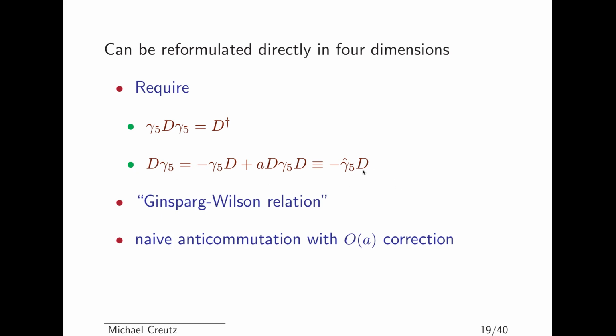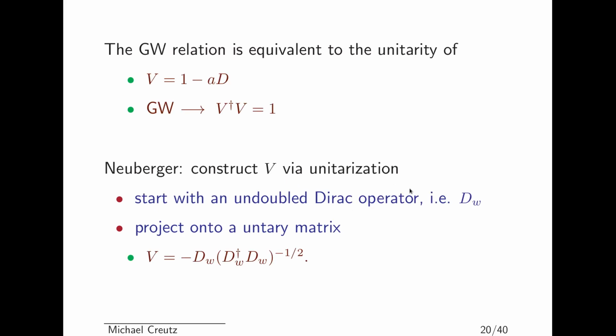This relationship here is called the Ginsparg-Wilson relation. It is just like the naive anti-commutation, but it has an order a correction. You can work this out for yourself. It's equivalent to the unitarity of a certain combination. 1 plus the lattice spacing times D has to be a unitary matrix. The Ginsparg-Wilson relation can be rewritten by saying V dagger V is 1. Very simple way to write it.